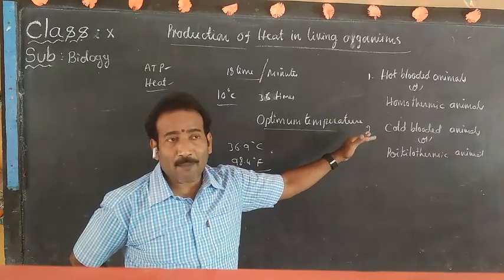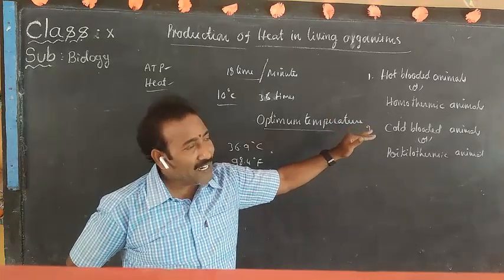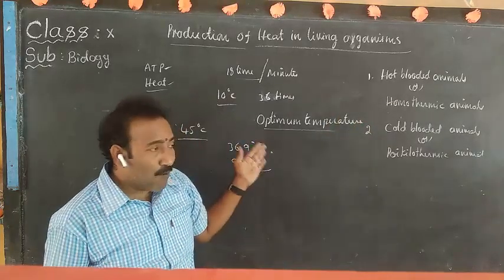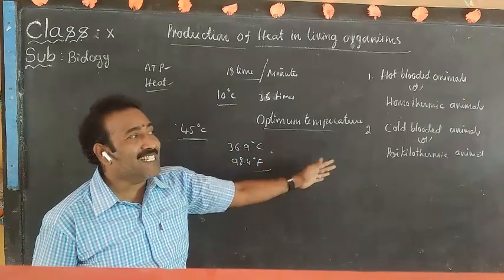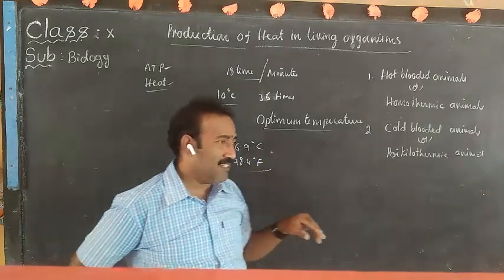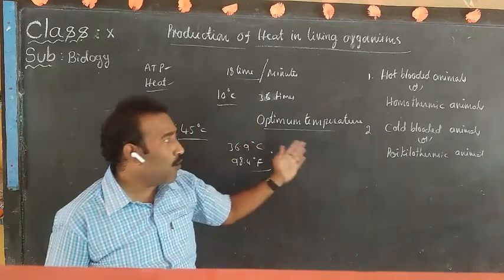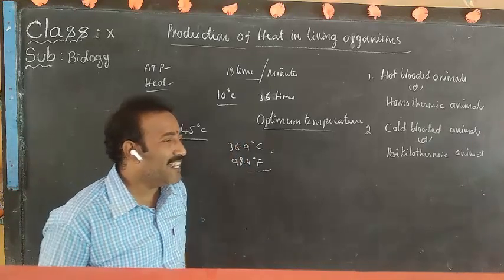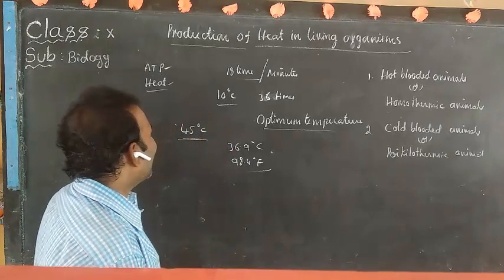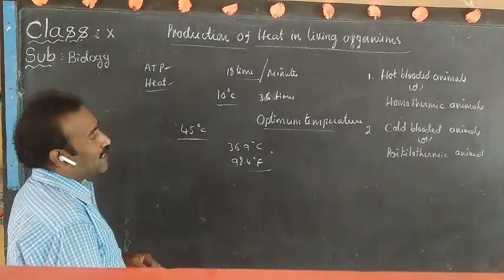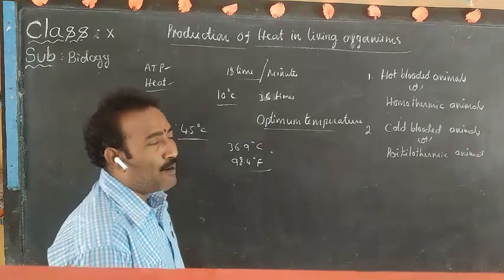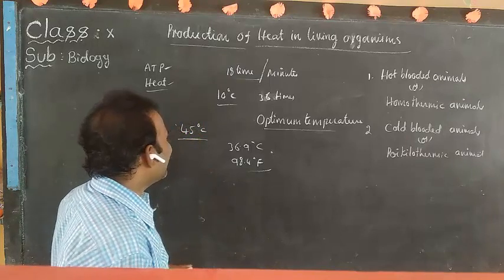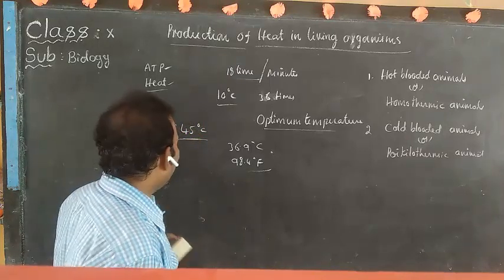If the environmental temperature changes, body temperature also changes. It means the body temperature is altered with changes in the environmental temperature. That's why they are called cold-blooded animals. Animals which have no capacity to maintain a constant body temperature are called cold-blooded animals or poikilothermic animals. Example: fishes, amphibians and reptiles.